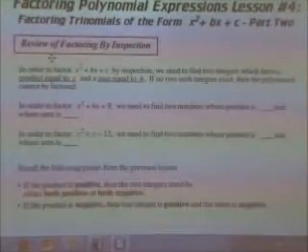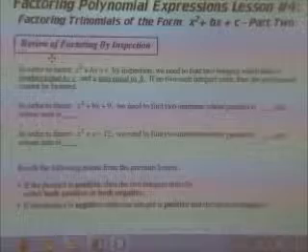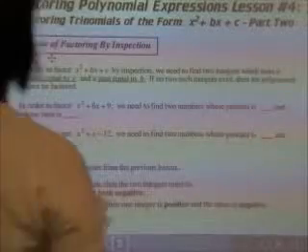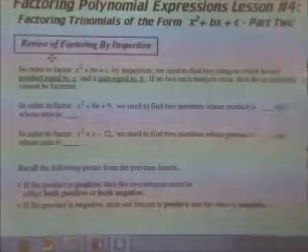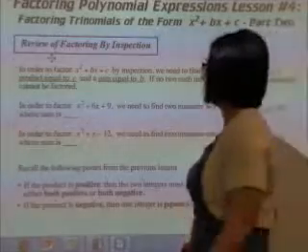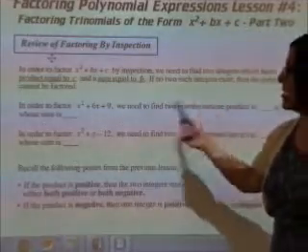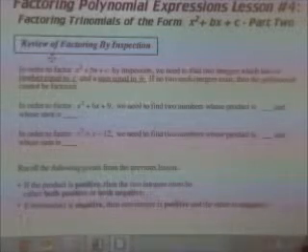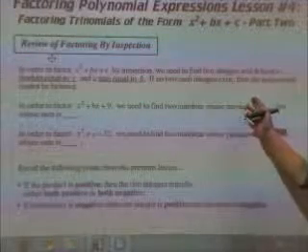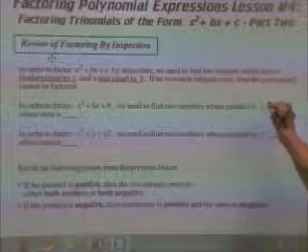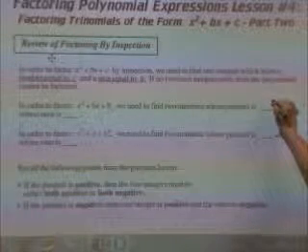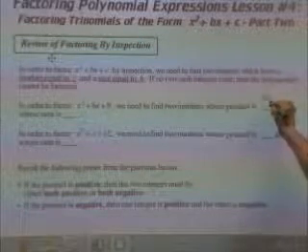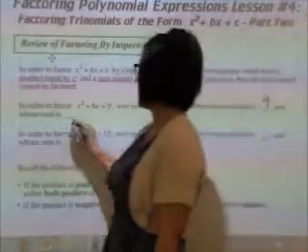Lesson number 4 picks up where we left off with lesson number 3, factoring trinomials. So again, when we're factoring, we've got this sum and product. If I wanted to factor x squared plus 6x plus 9, I would need two numbers that have a product of 9 and a sum of 6.